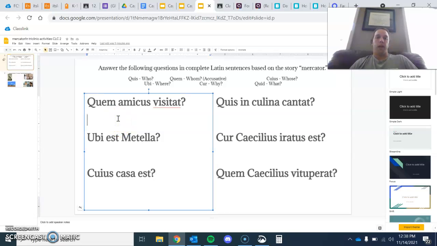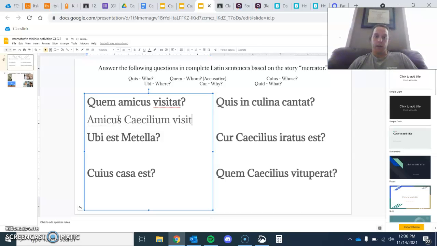Well, if you remember at the beginning of the story, it says amicus Caecilium visitat. Well, that answers who's being visited, right? Caecilius is being visited. Who is he being visited by? The friend. So the friend visits Caecilius. So the best answer would be something like amicus Caecilium visitat. So we're just rephrasing the question and replacing quem with the person who's being visited. And since Caecilius is the one being visited, he will be in the accusative case. And that's basically what you're doing.